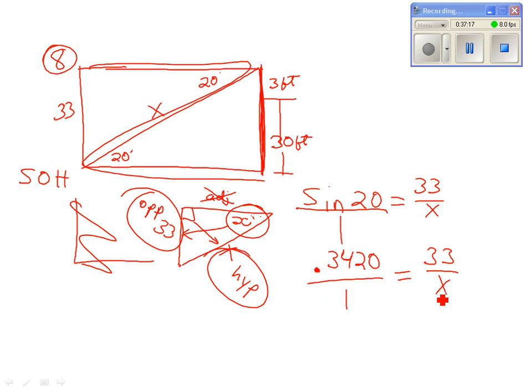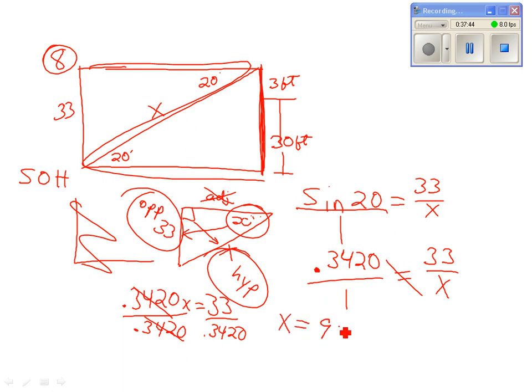How do we solve that? Cross multiply. I'll do the hard part for you. 0.3420 times x. You guys can do the easy part. What's 1 times 33? Divide both sides by 0.3420. What is it? Everybody agree with that? 96.5, does that make sense?